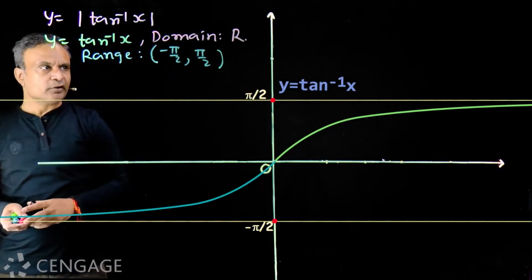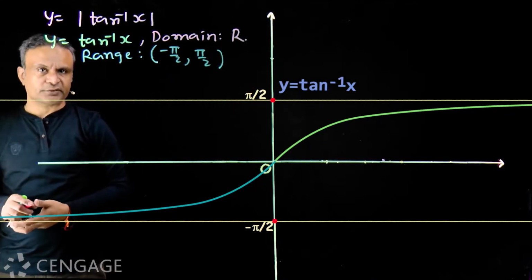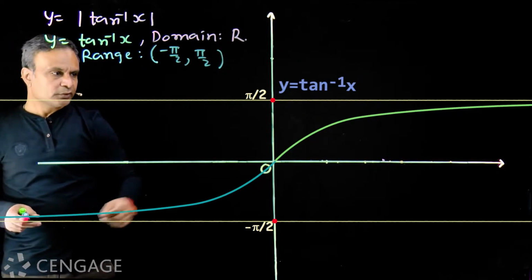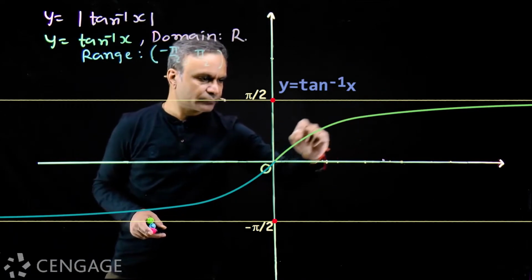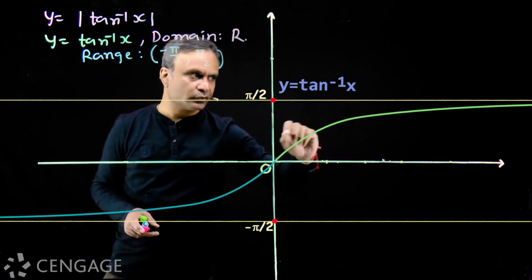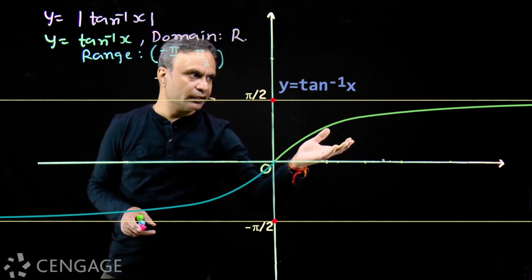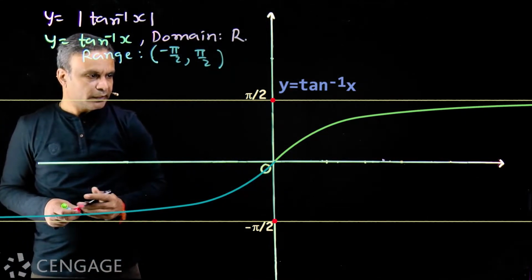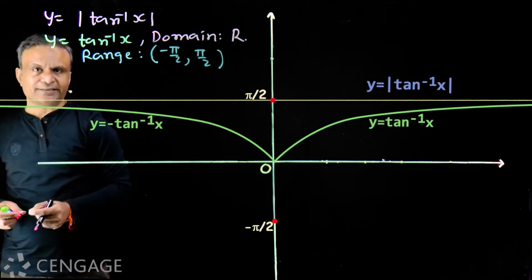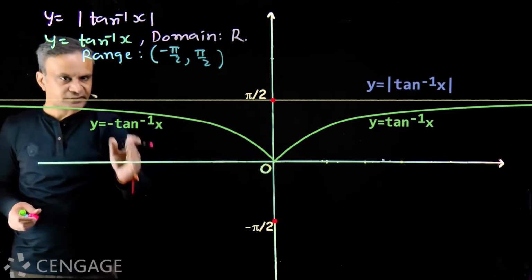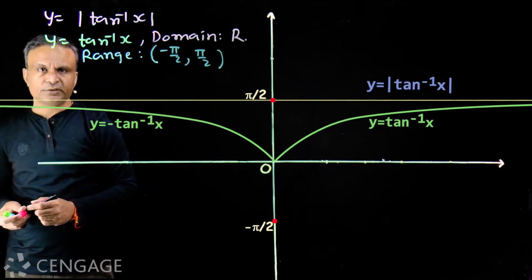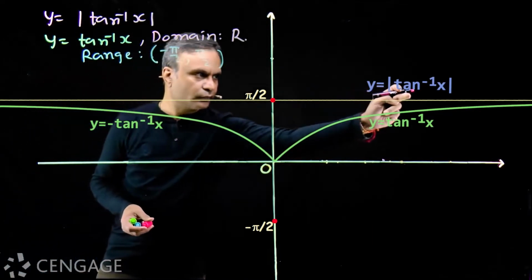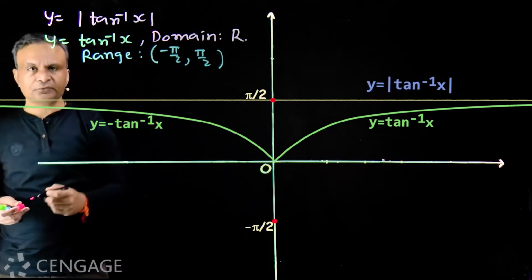Then how can we get the graph of modulus of tan inverse x? It's simple. We keep this part intact, because it lies above the x-axis where f(x) is greater than 0, and we reflect this part in the x-axis. So it goes up like this. So this is the graph of y is equal to modulus of tan inverse x.